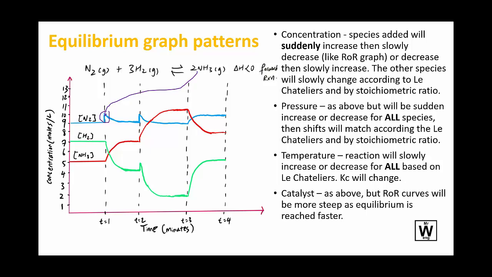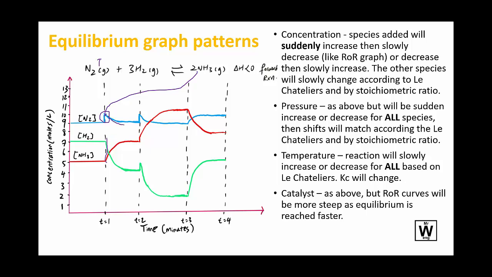that one of them has suddenly increased and then the other two have slowly decreased. That's classic of a concentration change. So nitrogen has been suddenly added, or it could be suddenly decreased if it went down, and then the other two slowly adjust. So that's classical of concentration.